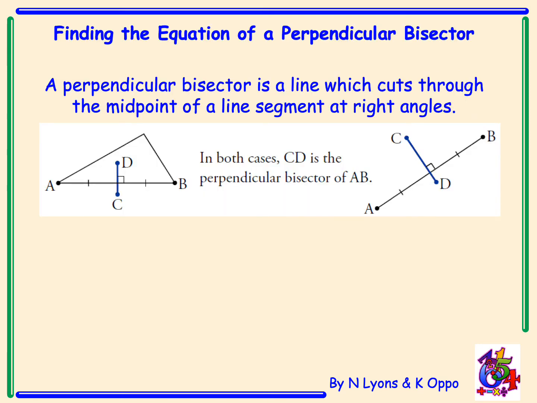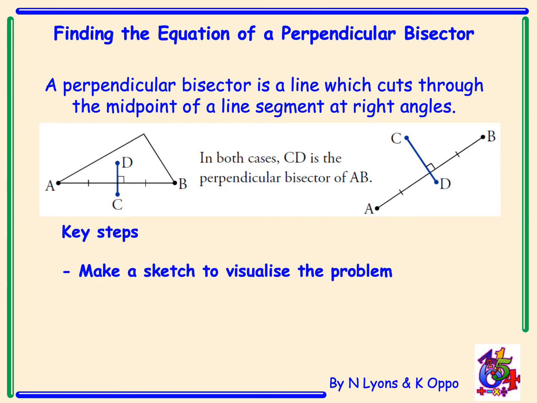A perpendicular bisector is a line that cuts through the midpoint of another line and also meets it at right angles. In both cases in the diagrams, CD is the perpendicular bisector of AB.